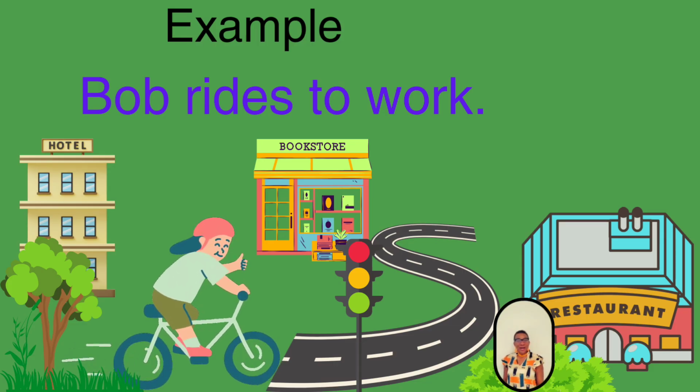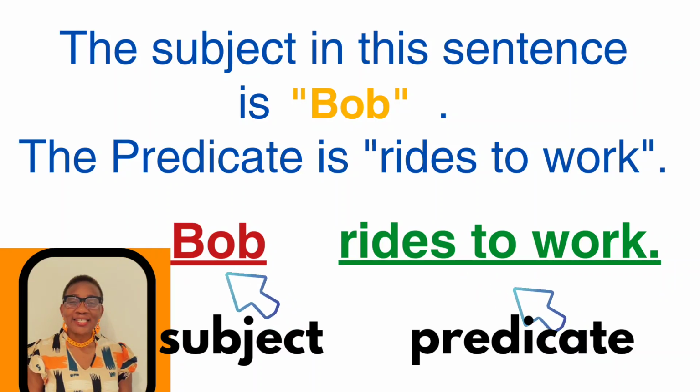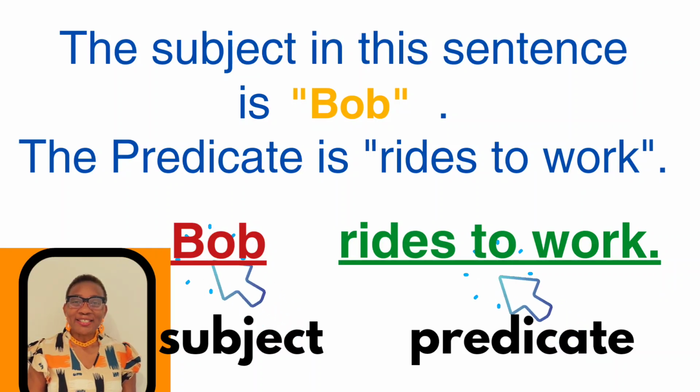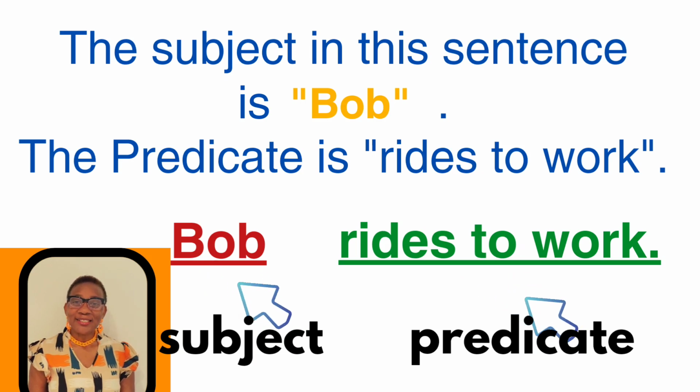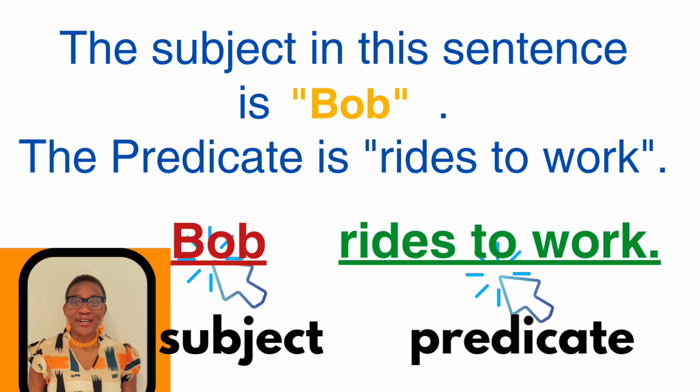Bob rides to work. The subject in the sentence is Bob. The predicate, rides to work. The predicate tells you what the subject is doing. And that part, remember, includes the verb. So the subject in the sentence, Bob. The predicate, rides to work.